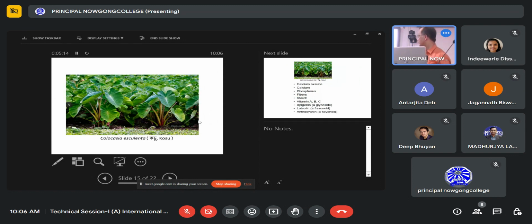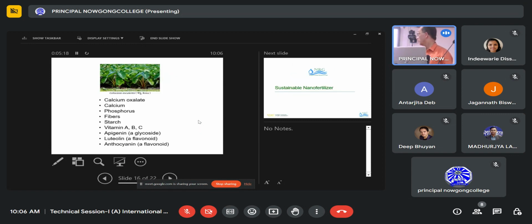So now, I'm looking at a clock, so let's talk about this taro, kosu. Kosu also contains calcium oxalate, which normally gives you the irritation. Otherwise you have calcium, phosphorus, fibers, and starch. So it gives a lot of things. We are doing some work right now. My results are not ready yet.